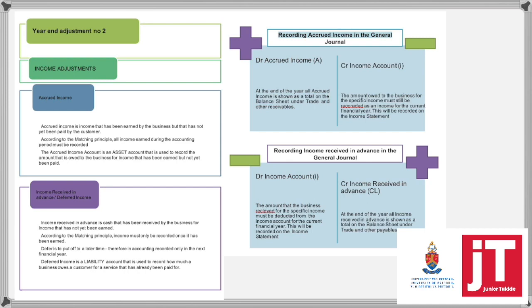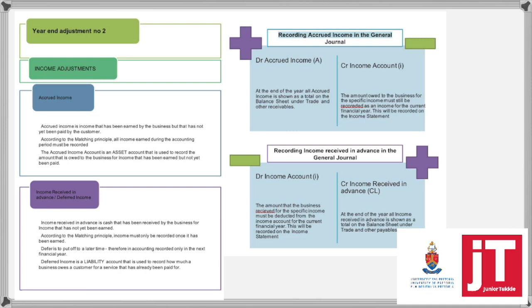So how do we record this? In our general journal, when we have an accrued income, we have to debit accrued income because that's an asset, because we still need the money. And we're going to credit the income account, adding it to the income because it's income we need to record for this financial year. So we have to add to the income account.